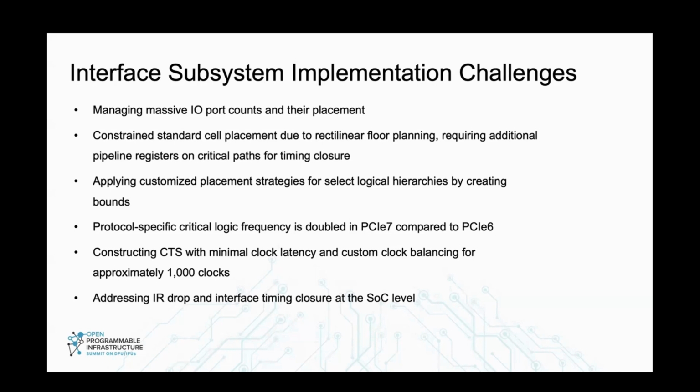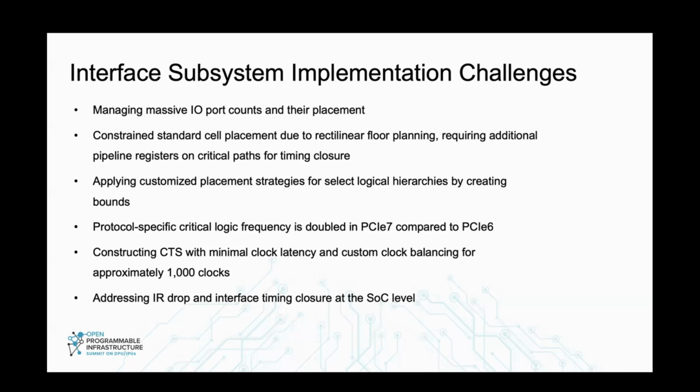And then when I talk about implementation in the rectilinear shape, I already touched upon that the standard cell placement here is not uniformly spread. When you route the design, it adds additional net delays, it adds congestion hotspots, and then the timing closure becomes very difficult, and we need to have pipeline registers for the timing closure. And we have to come up with effective strategies for the timing closure here.